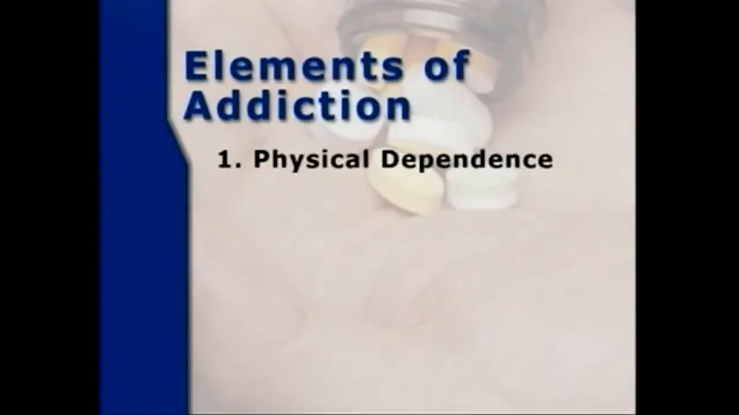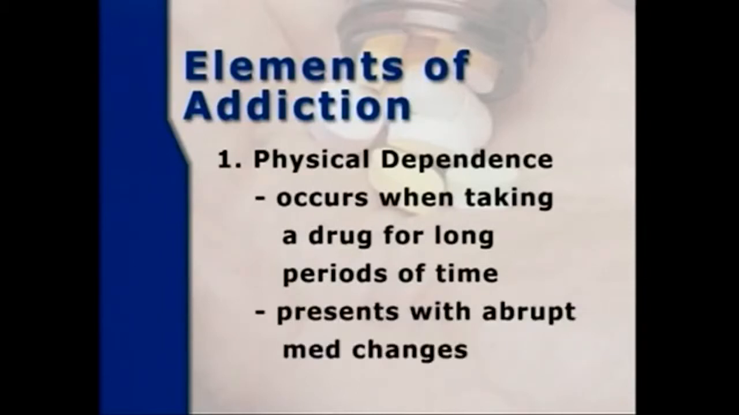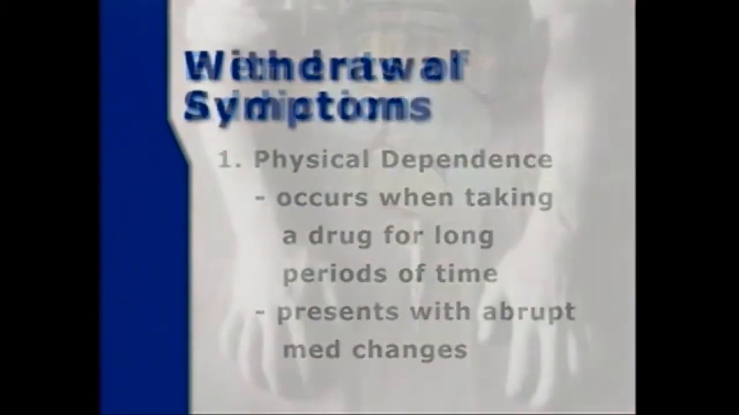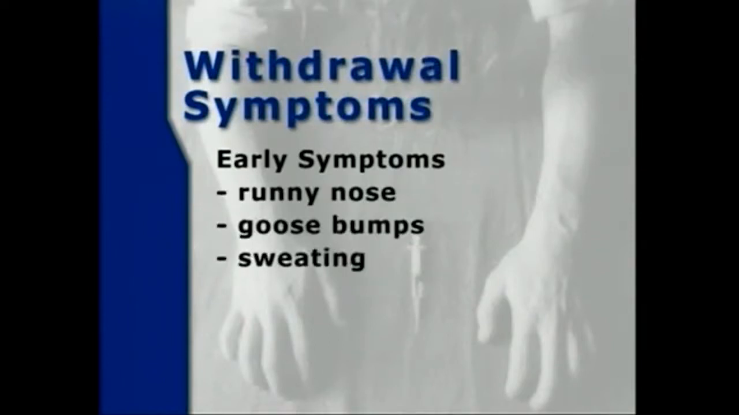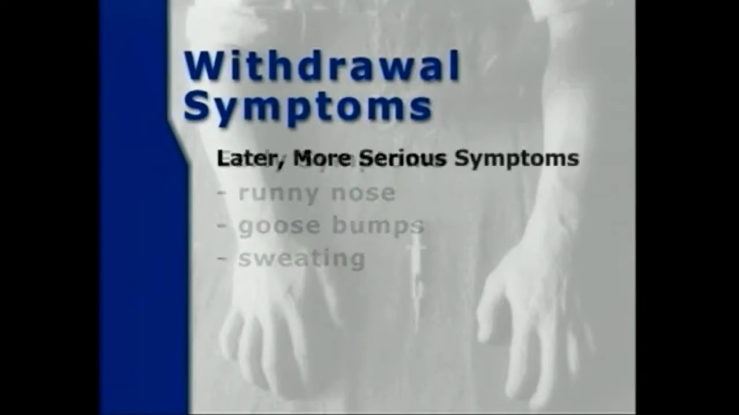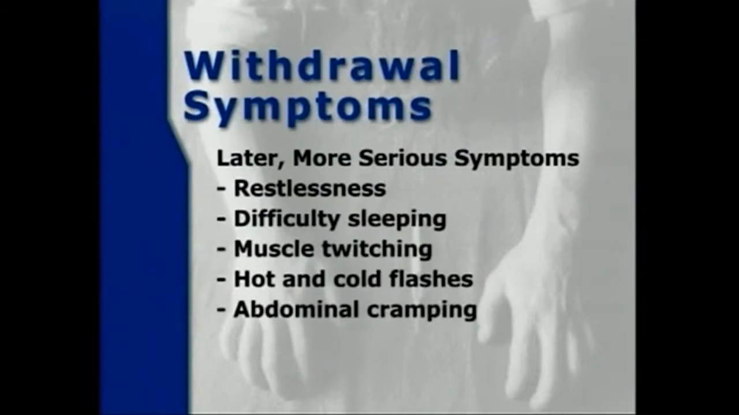Physical dependence is an automatic consequence of taking narcotics over time. Physical dependence becomes apparent when someone abruptly stops taking the drug or reduces the amount they are taking. This leads to withdrawal reactions, which in the early stages can include runny nose, goosebumps, and sweating. However, this progresses to more serious symptoms that include restlessness, difficulty sleeping, muscle twitching, hot and cold flashes, abdominal cramping, and even nausea, vomiting, and diarrhea.